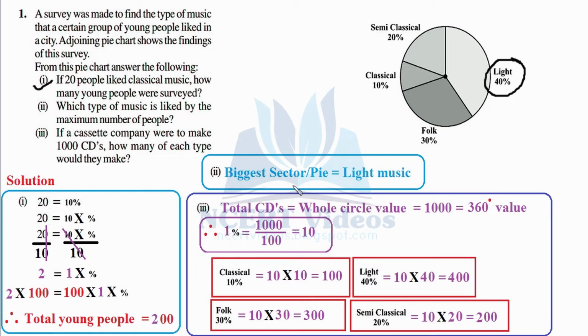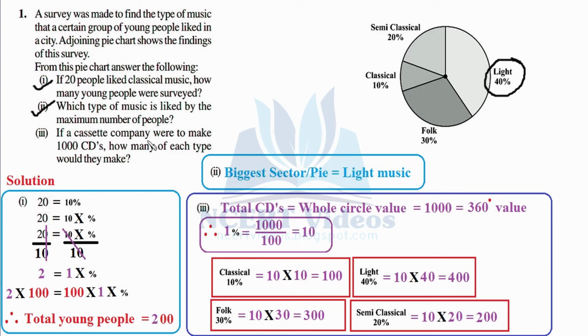Therefore, we can surely say biggest sector or biggest pie. These are pies. Sectors are also called pies, similar to the pies you have in a cake. You can understand from that concept we just told you in the introduction part of pie charts. That equates to light music. Well, that solves our second question.